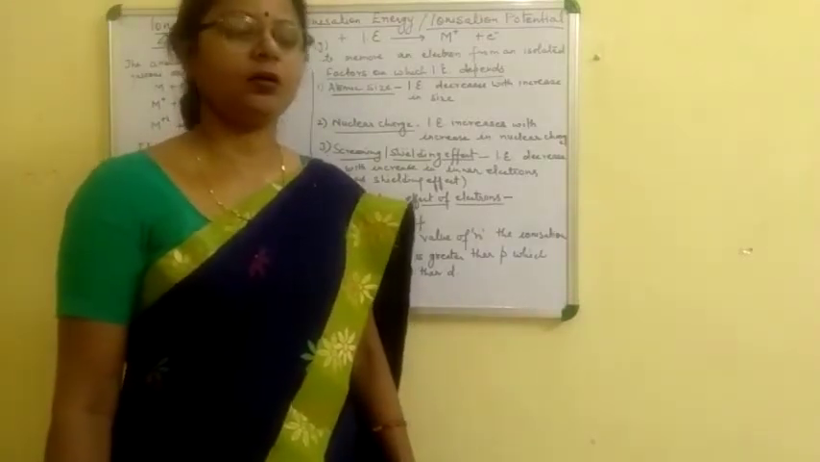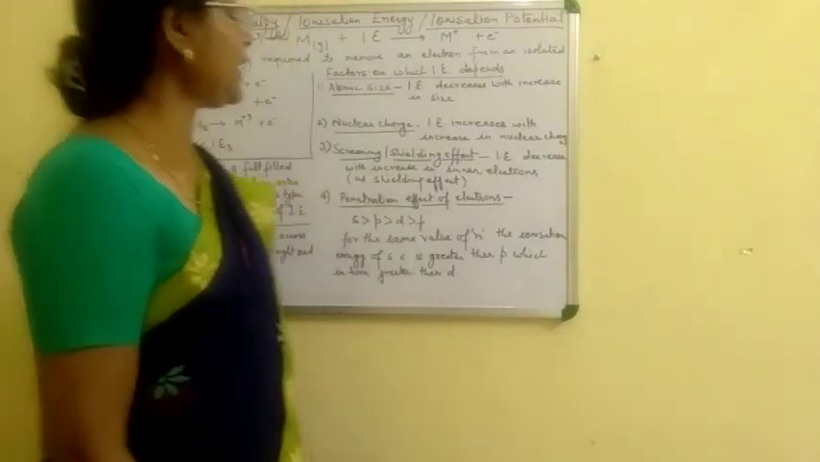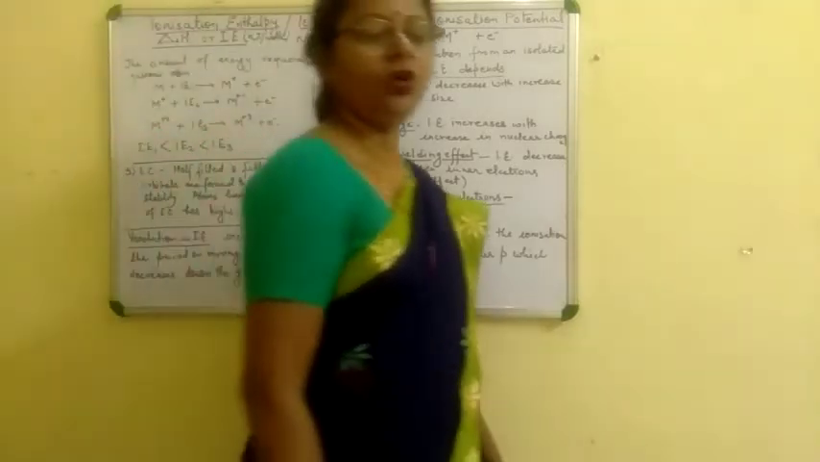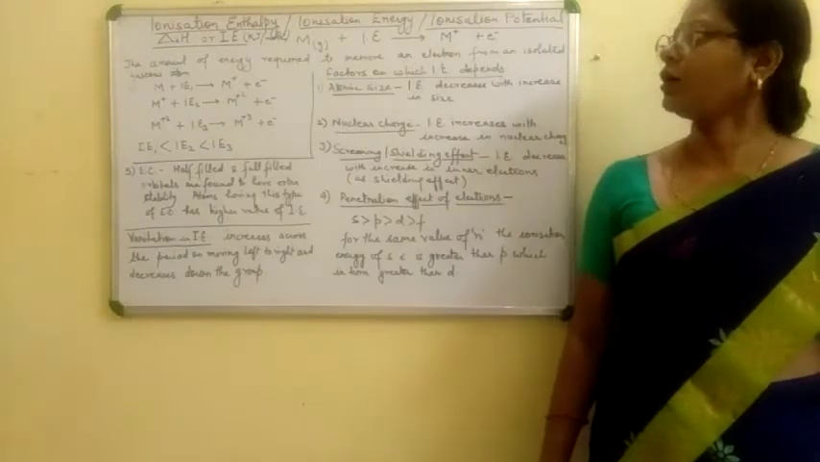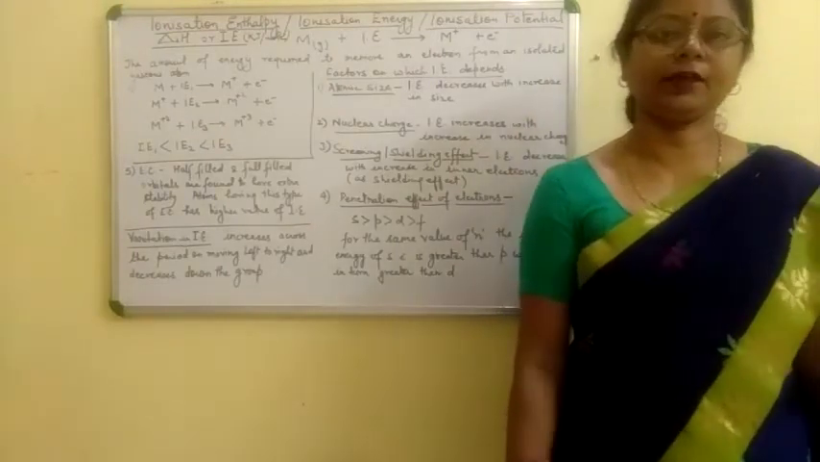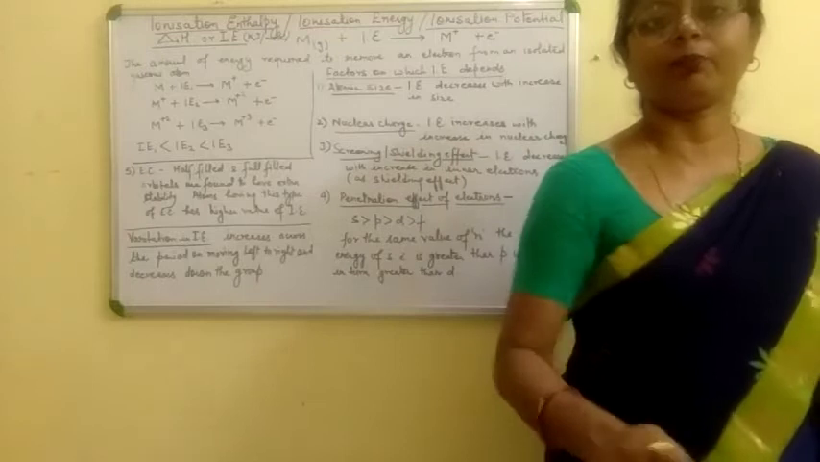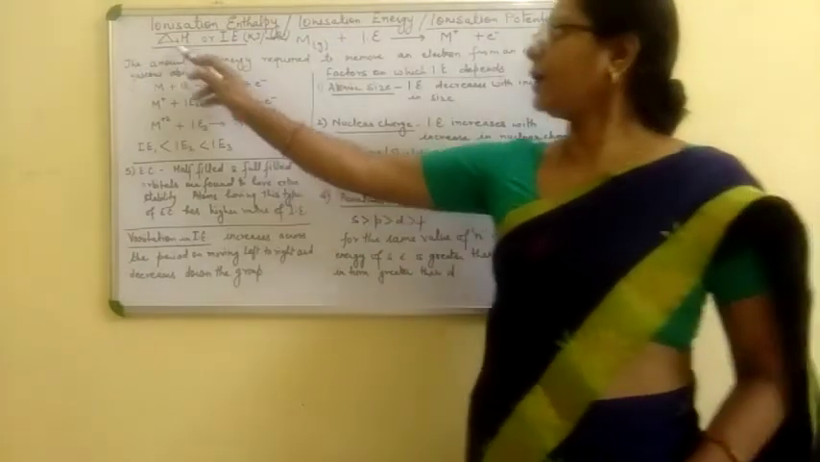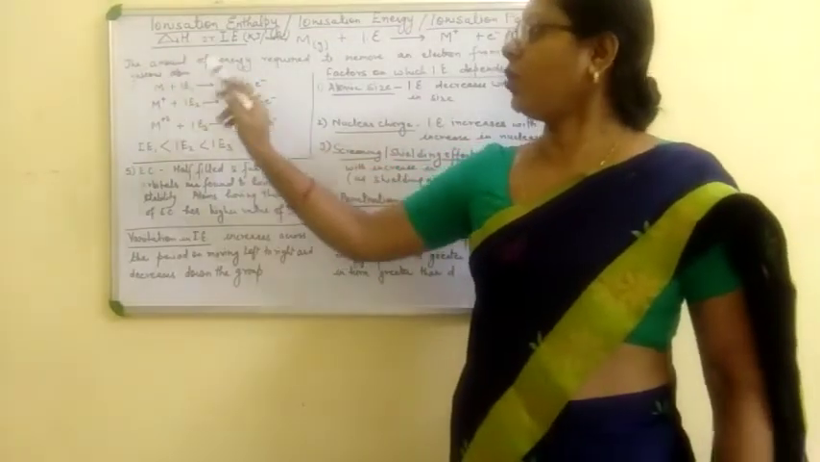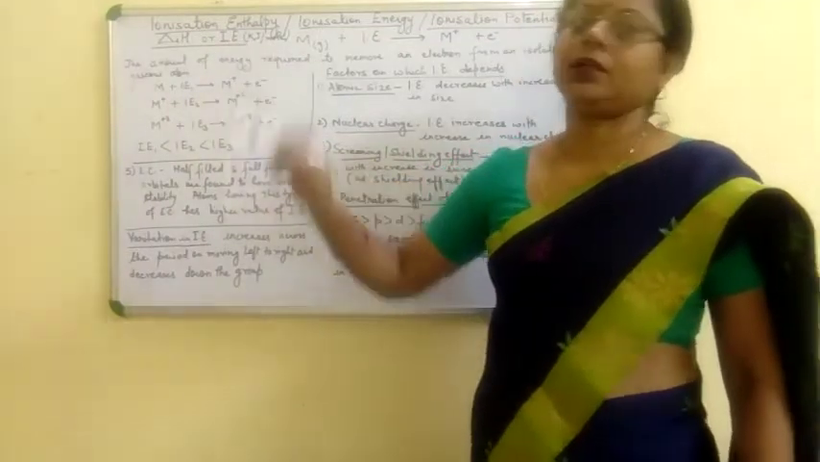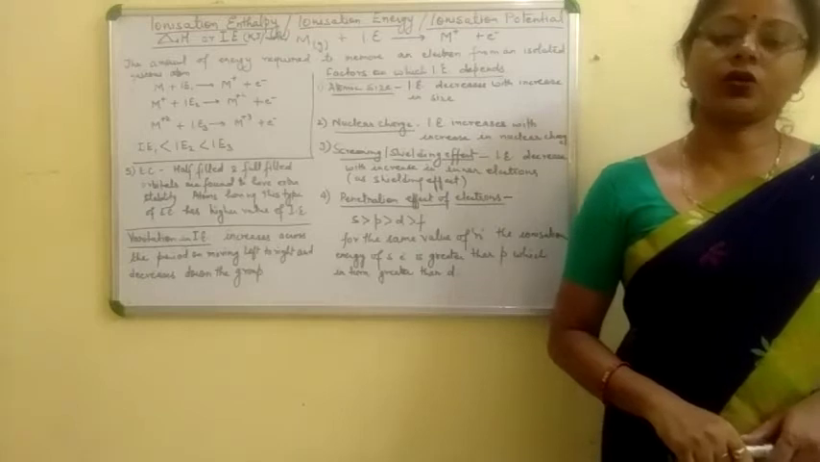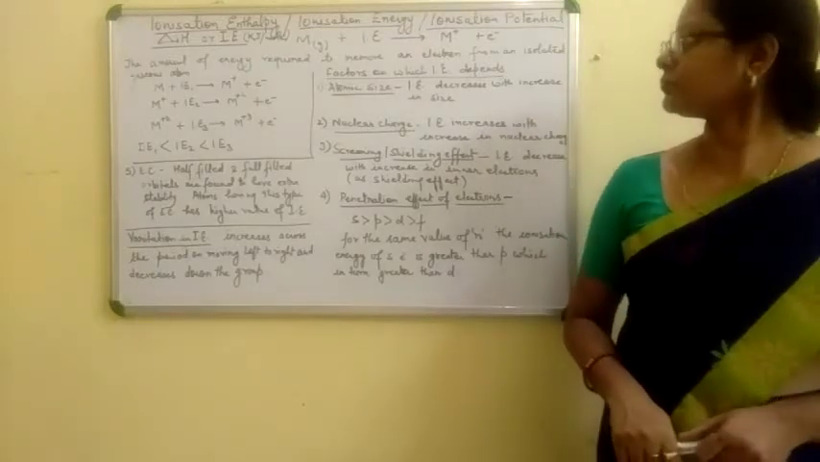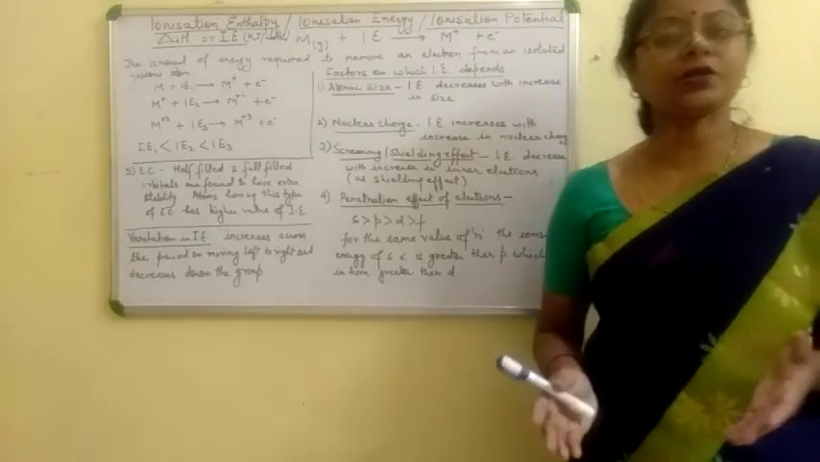Today's topic is ionization energy, or ionization potential, or ionization enthalpy. We can represent it by delta IH or IE. The unit to represent the ionization energy is kilojoule per mole. What is the ionization energy?